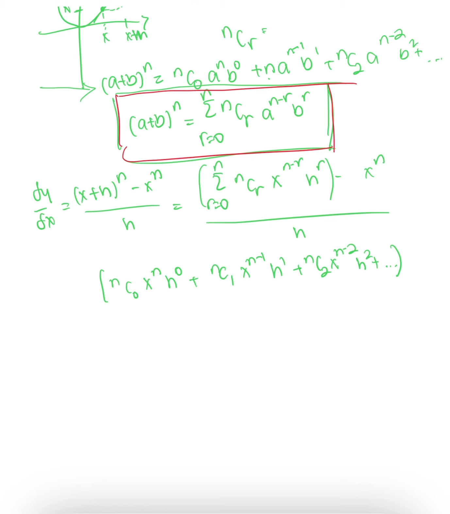I just expanded the first 3 terms minus x^n, and the reason I only did that is because I have to subtract x to the power of n, and I just want to see where I'm going to subtract it from, all over h. Okay, now you see n choose 0 is 1, x to the power of n, h to the power of 0 is also 1. So this is x to the power of n plus n choose 1, remember we said that's n, x to the power of n minus 1, h to the power of 1 is just h.